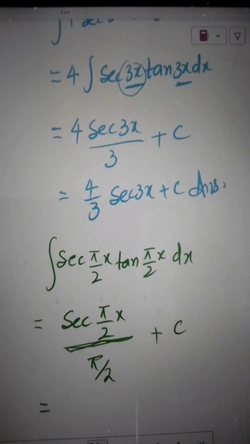And we can see that pi by 2 in the denominator can be expressed as 2 by pi, times secant pi by 2x plus c. So this is the indefinite integral.